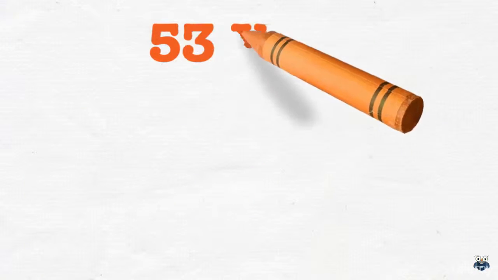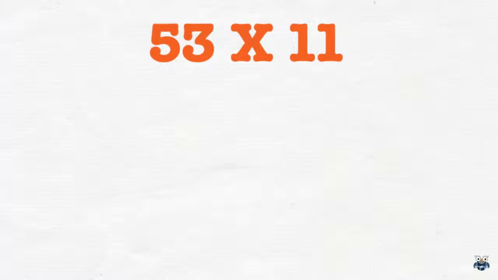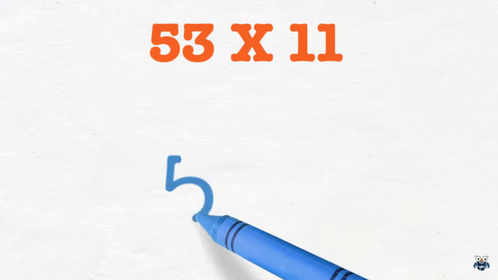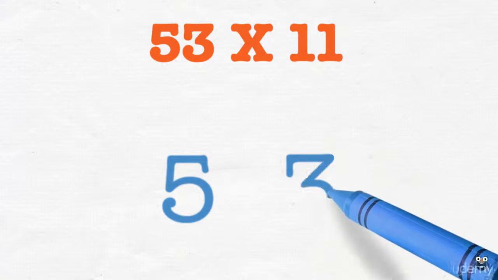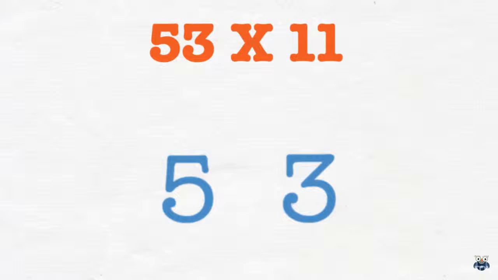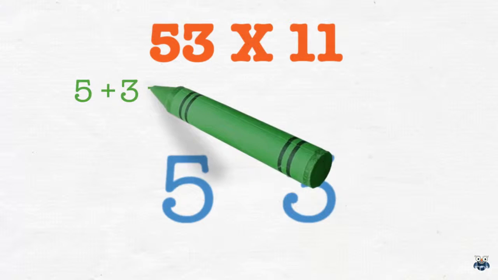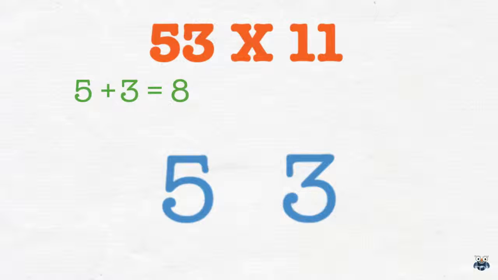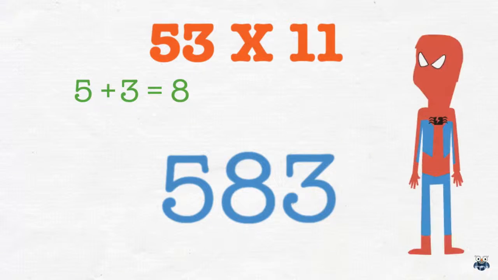Let's attempt another problem. What is 53 times 11? As before, we write down both digits of the multiplicand with a gap between them. We then add up the digits. 5 plus 3 is equal to 8. And this gives us 583, our final answer.